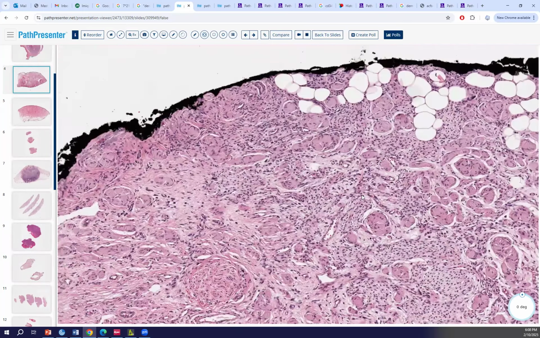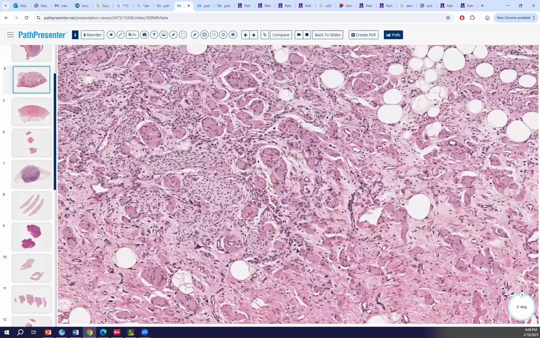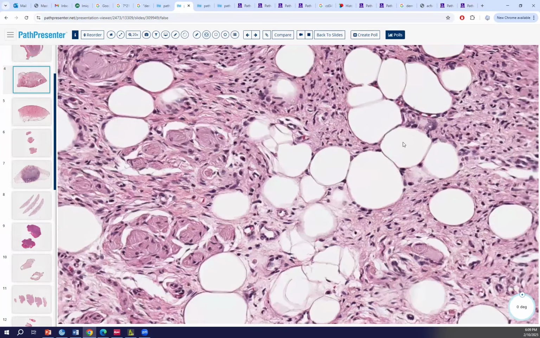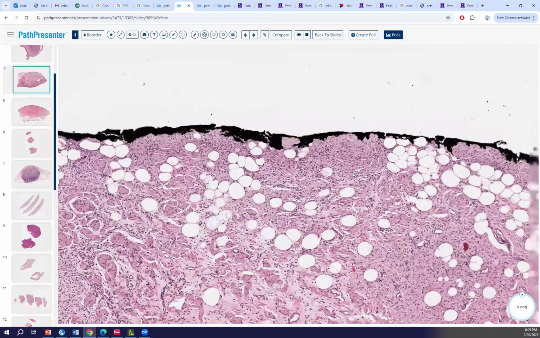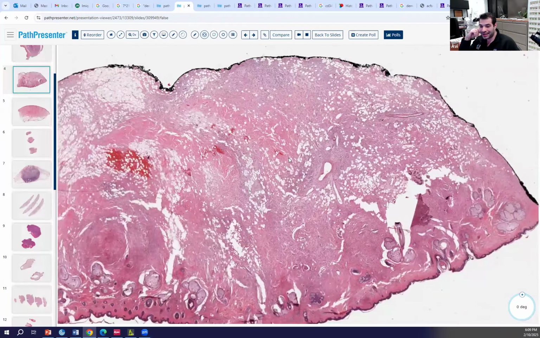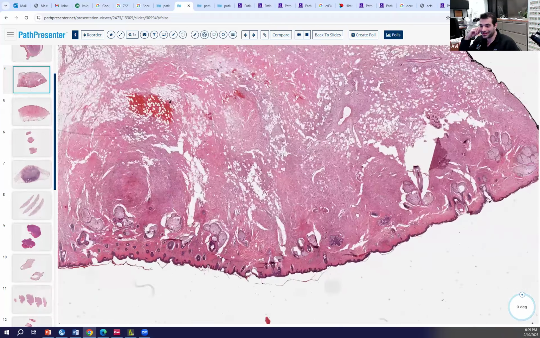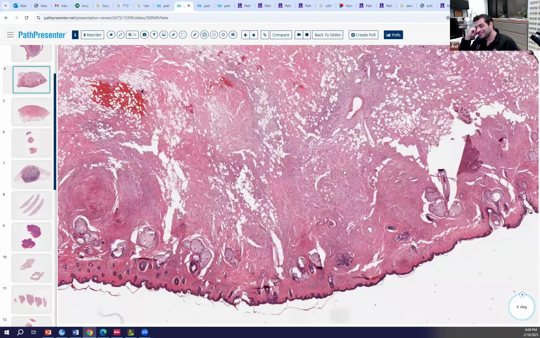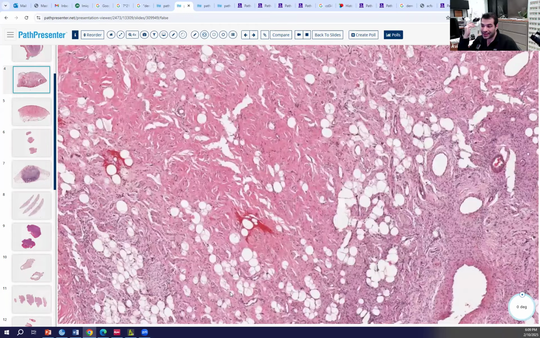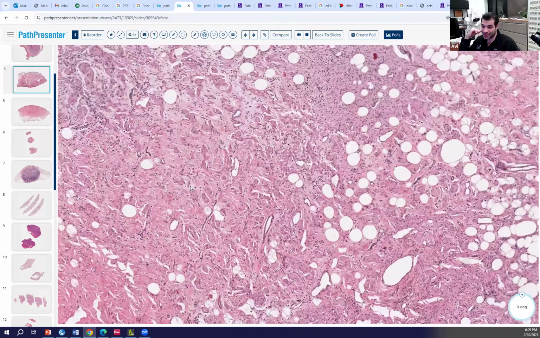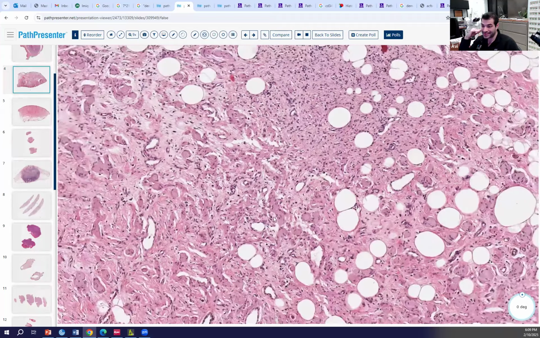Looks like there are bundles of smooth muscle, maybe? Bundles of something. No, maybe not. Bundles of things. Let's get a low power view here. Where are we? Face or scalp. Scalp. Honeycombing. It's pretty infiltrative. It's going into the fat, right?